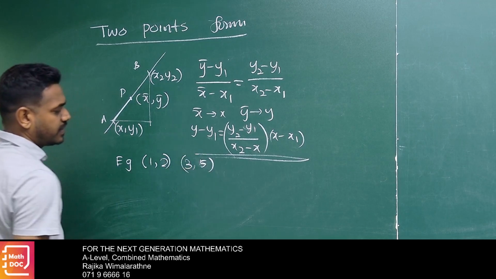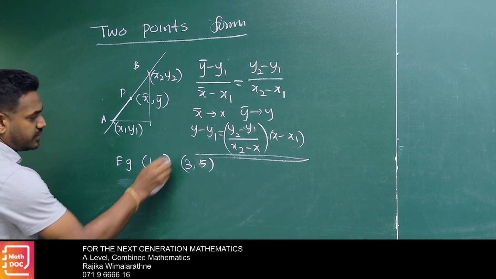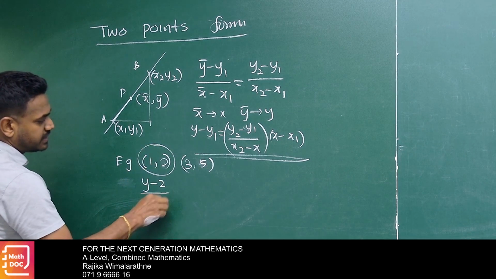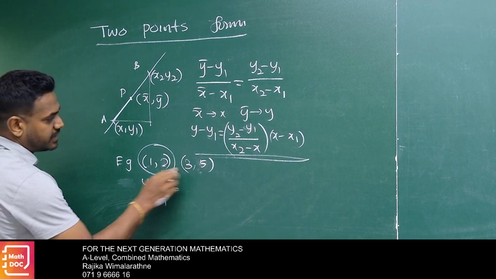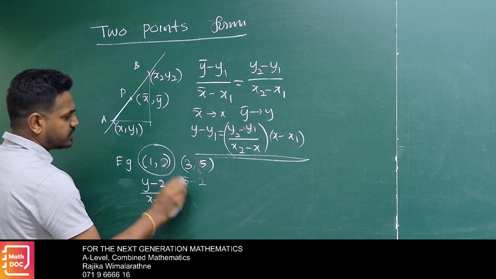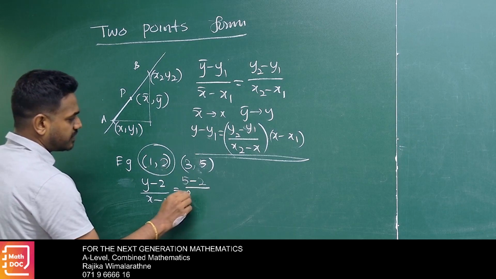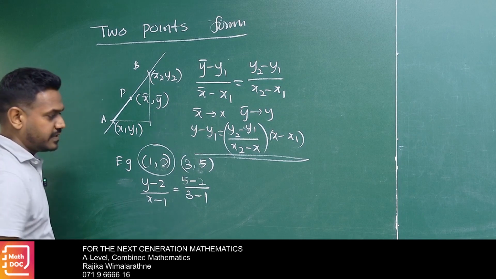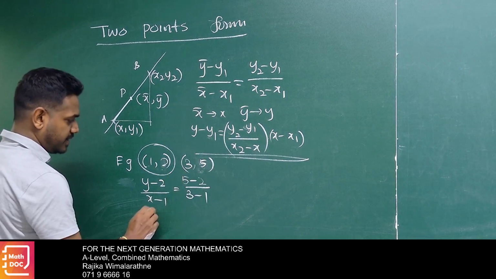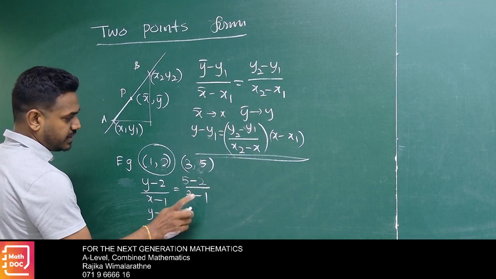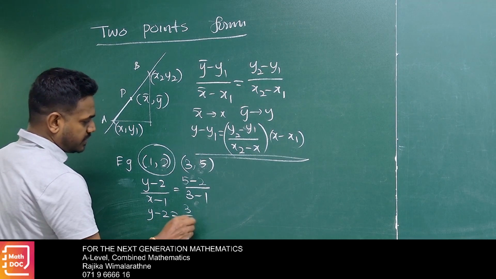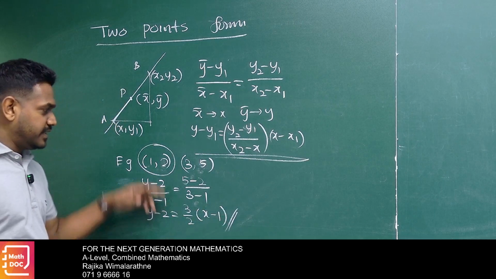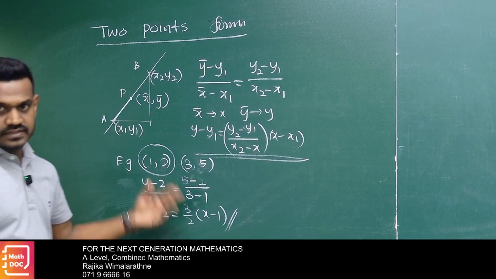See example: (1, 2) and (3, 5). Take this. Then first you should take y minus 2 over x minus 1, and by these two find the gradient: 5 minus 2 over 3 minus 1. Now simplify, cross multiply. Y minus 2 equals 3 over 2 times (x minus 1). Later we will see the general form, but anyway, you identify how to write that equation, that's enough.